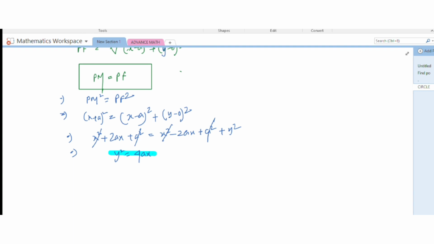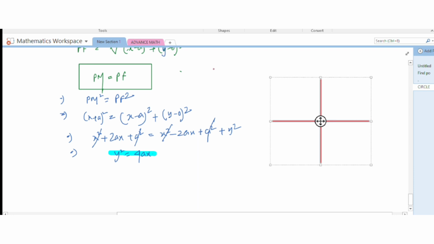Okay. Similarly, if the figure looks like this, same thing, there will be a fixed line, and there will be one fixed point here. That point is F, and this line is D D dash.